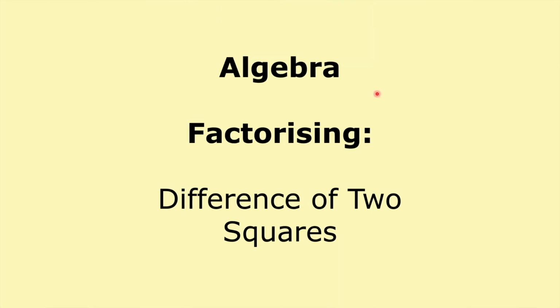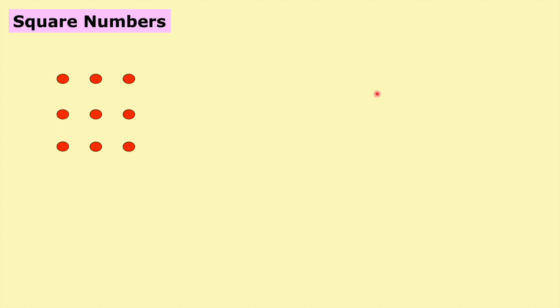So we're going to be looking at another form of factorising today, and this is called the difference of two squares. Before we get into it, we need to know and understand square numbers. So we're going to begin just by recapping what square numbers are.